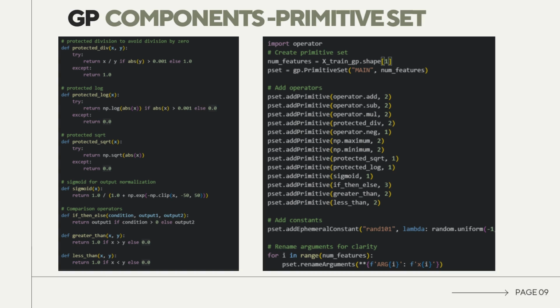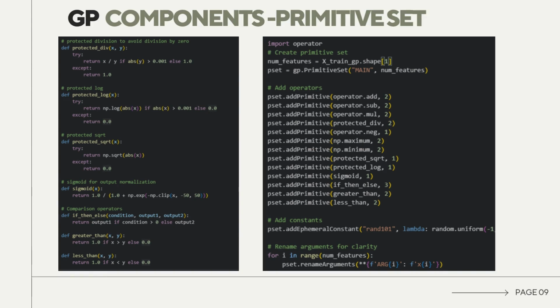I also added comparison operators like greater than and less than, and an if-then-else function for logical conditions. For some complex operations, I included protected square root, protected logarithm, and a sigmoid function to normalize outputs between 0 and 1. The protected versions handle the edge cases.